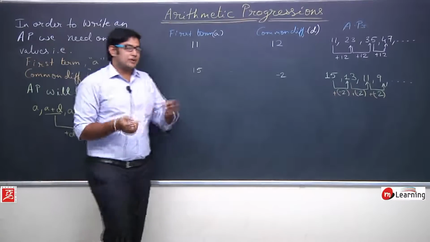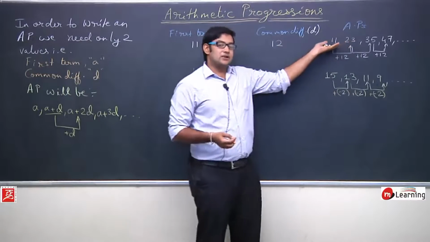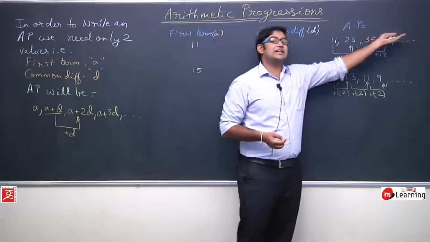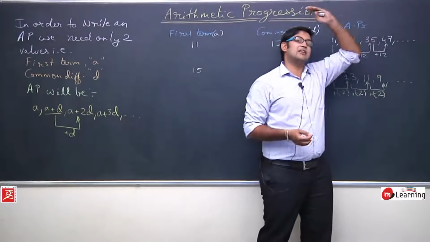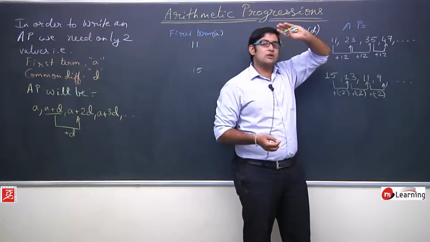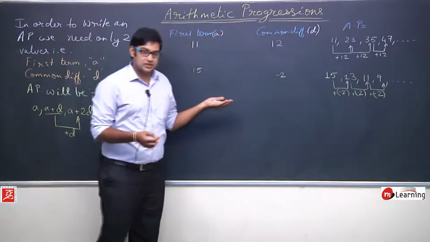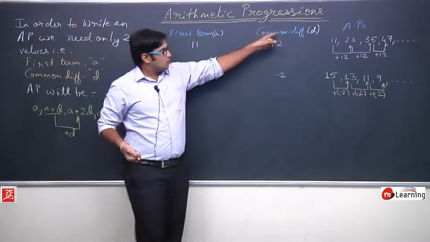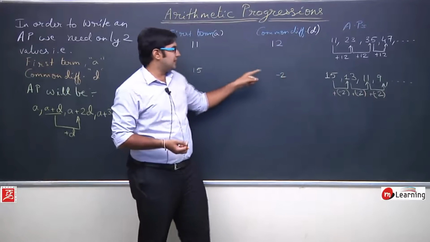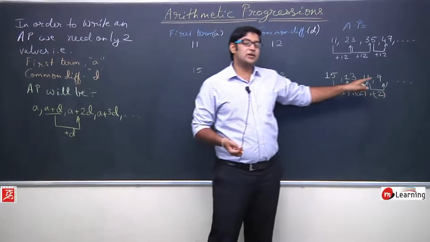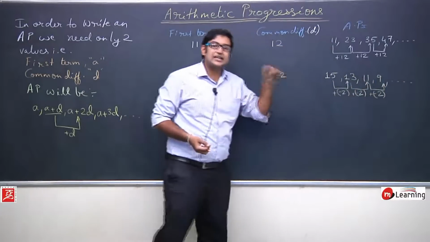So what is the difference between the first AP and the second AP? You can see that the first AP is continuously increasing. It is increasing from 11, then 23, 35, 47 and 59 and so on. It will go on increasing. But if you observe the second arithmetic progression, you can see since the common difference is negative, you will find that the arithmetic progression will be continuously decreasing.